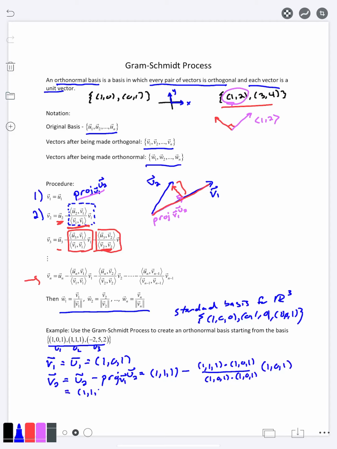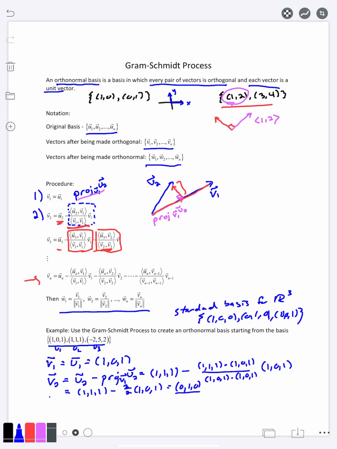And we're going to get 1, 1, 1 minus, and we can do a little bit of work here. It's going to be 2 over 2 times 1, 0, 1. And if you do all of that, you're going to get 0, 1, 0. So that's going to be our second vector in our new orthogonal basis.